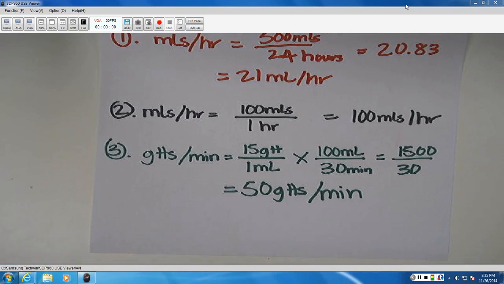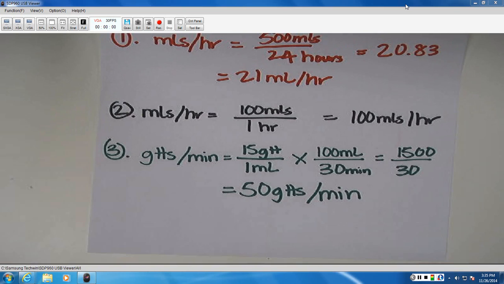So number 3 says amikacin 80 milligrams is ordered IV piggyback every 12 hours. The amikacin is dissolved in 100 milliliters D5W and is to be infused over 30 minutes. With a tubing drop factor of 15 drops per milliliter, how many drops per minute should be given? So I am solving for drops per minute.